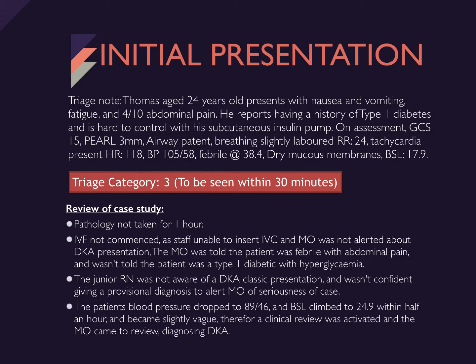The following is the triage assessment of the presenting patient. An excellent triage assessment, however, after reviewing, appropriate timeframes for initiating treatment for DKA were not achieved. So the triage note is Thomas, aged 24 years old, presents with nausea and vomiting, fatigue and 4 out of 10 abdominal pain. He reports having a history of type 1 diabetes that is hard to control with his subcutaneous insulin pump. On assessment, GCS 15, pupils are equal and reactive size 3, airway patent, breathing slightly laboured at a respiratory rate of 24, he's tachycardic at 118, blood pressure is 105 on 58, febrile at 38.4, dry mucous membranes, and his BSL is 17.9.